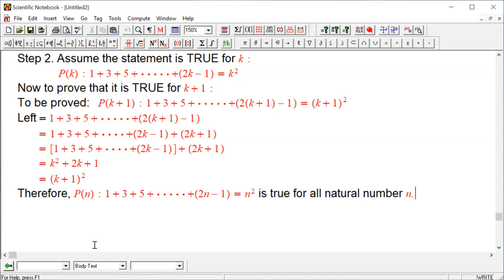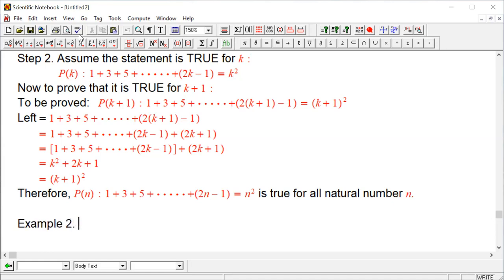We're going to use the mathematical induction method to prove a couple more very useful sums that you're going to use in calculus 1. Okay, so we're going to do that. The second example.